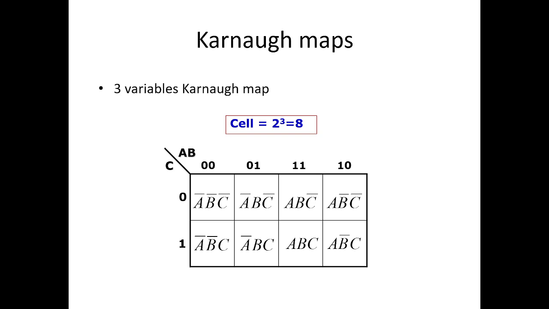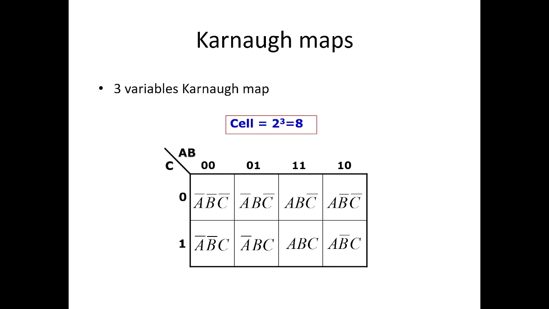For a 3 variable K map, the cells are 2 to the power 3, so 8 cells. So we have 4 columns and 2 rows. In the columns we have the variables A, B, with values 00, 01, 11, 10. The row variable is C, which may be 0 or 1.